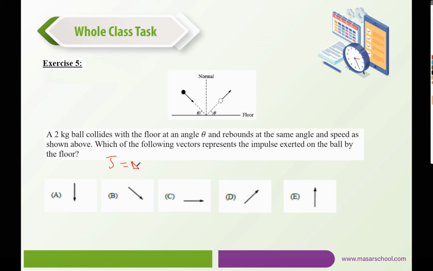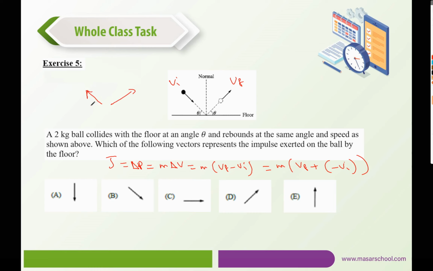J is basically delta P, which is m delta V. Then J has the same direction as delta V because m is a scalar, which is positive. Delta V is V final minus V initial. This is V final, and that would be V initial. This can be understood as m times Vf plus minus Vi. Then we need to add Vf and minus Vi. Vf would be up right, minus Vi would be up left.